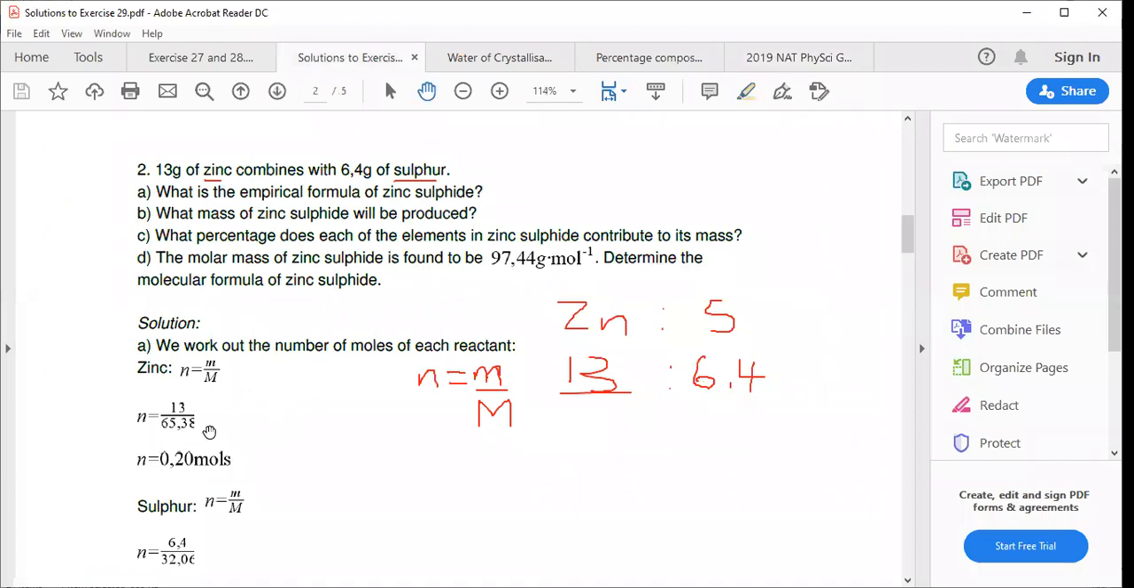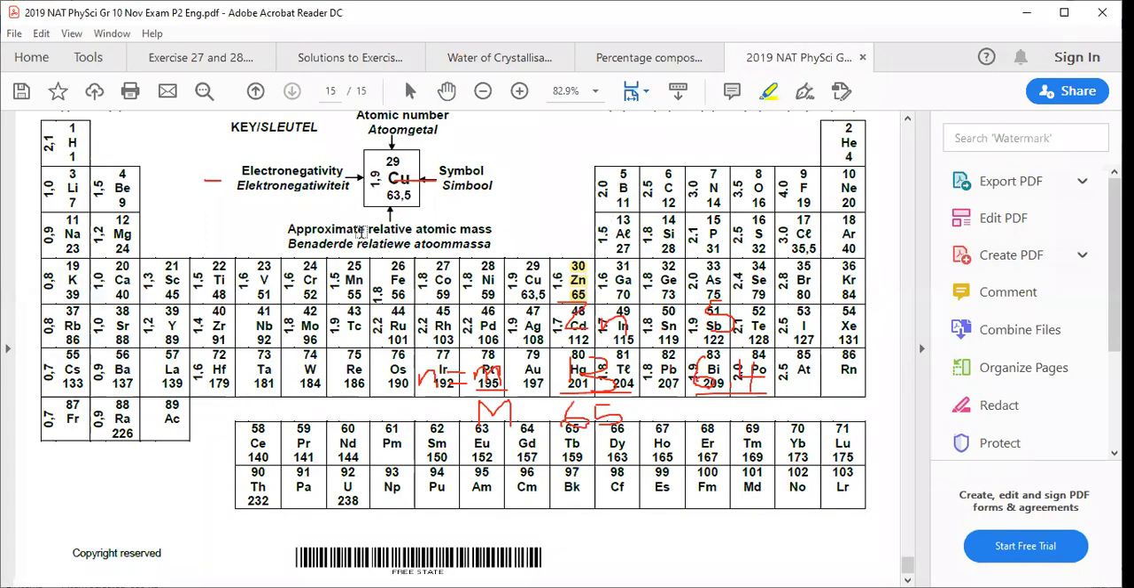Here I've got 65.38, which is to 2 decimal places, so I'll just use 65. Then I come to sulfur. I check again on my periodic table. It's 32. Sulfur is in group 16.